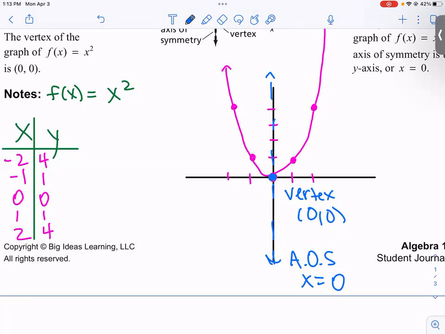In Google Classroom, there's a link. And graphed is ax squared. I want you to tell me what numbers for A, how they affect our graph.